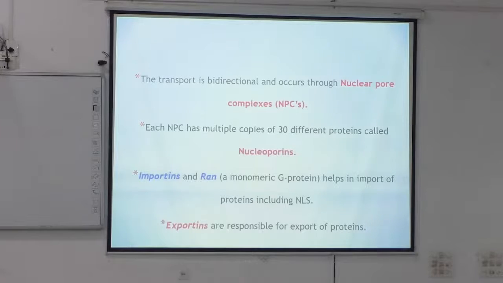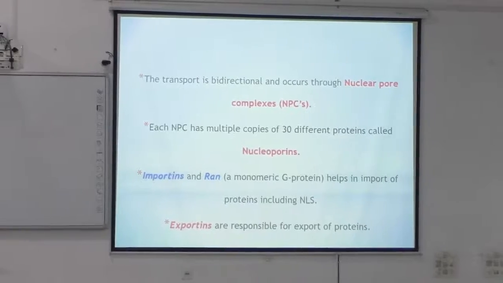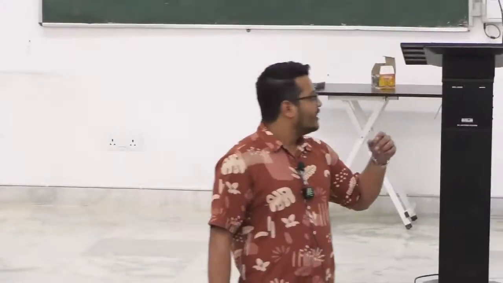For example, there are certain transport proteins like importins and RAN, very targeted proteins again, with a lot of targeting therapies, and new drugs are coming out to target this sort of protein. Importins are responsible for importing or internalizing any protein. Exportins are responsible for exporting or sending any protein out of the nucleus. Clear?